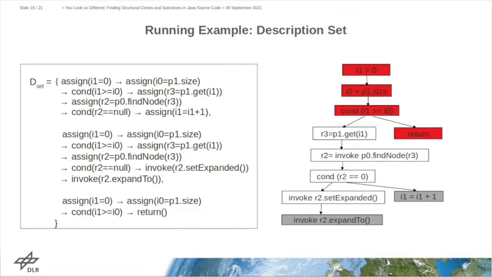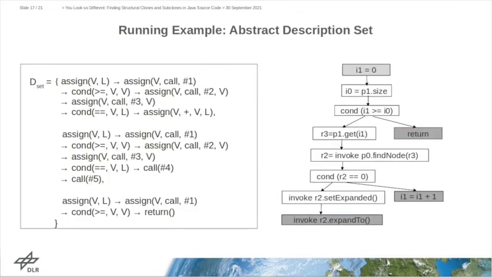Note that similar to other clone detection tools, for example NiCad, we do not simply encode the instructions, but rather apply some abstraction techniques. For example, all identifier names are mapped to a single symbol, all constants and literals are mapped to another symbol, and method calls are encoded using references to a method lookup table. This results in an abstract description set like the one shown here.